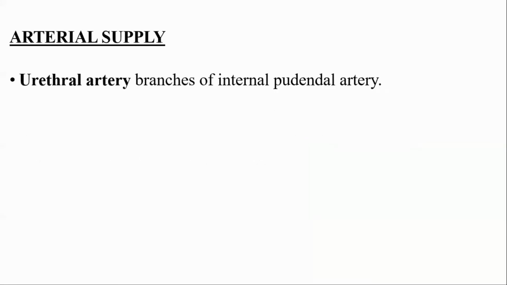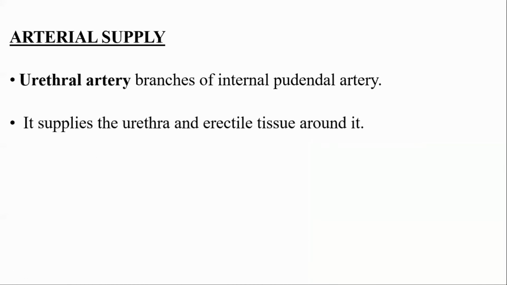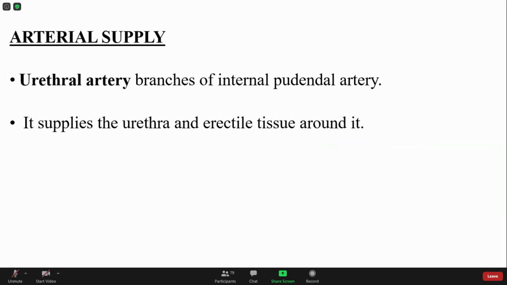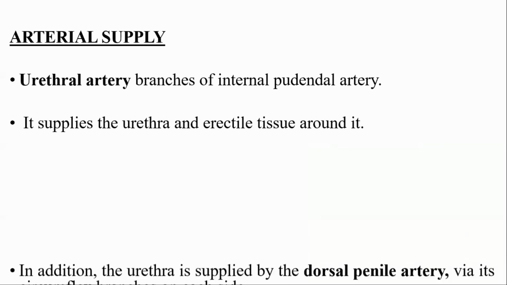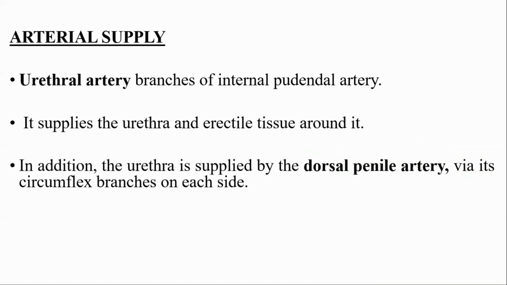urethral artery, which are the branches of internal pudendal artery, and it supplies the urethra and erectile tissue around it. So, urethral artery branches from the internal pudendal artery, which supplies the urethra as well as erectile tissue of the penis. In addition, urethra is also supplied by the dorsal penile artery. So, 2 arterial supply, urethral artery as well as from the dorsal penile artery.